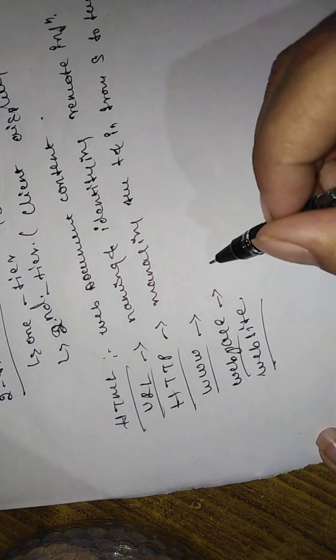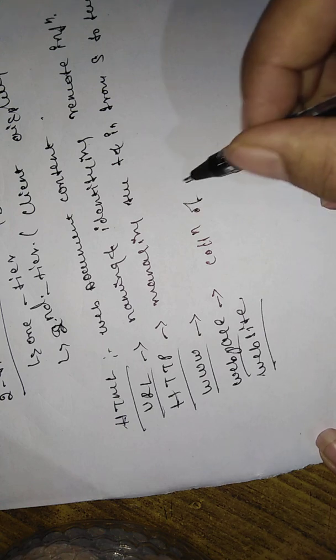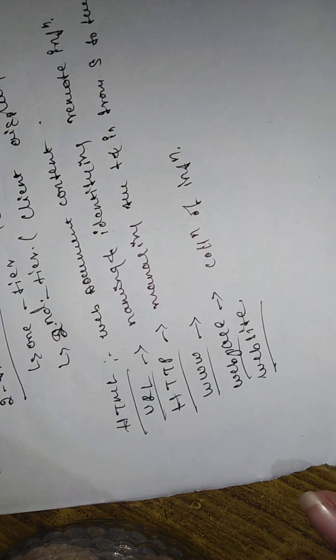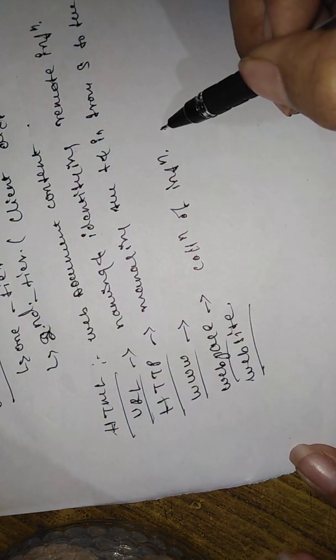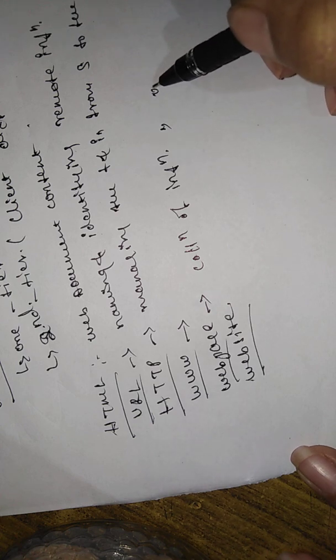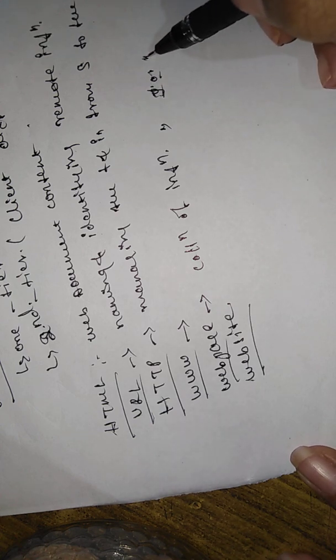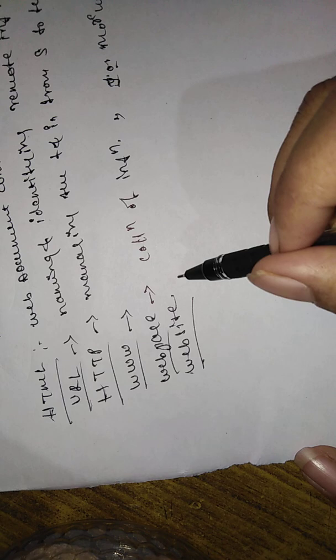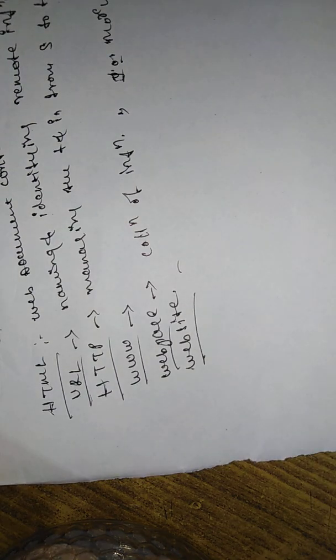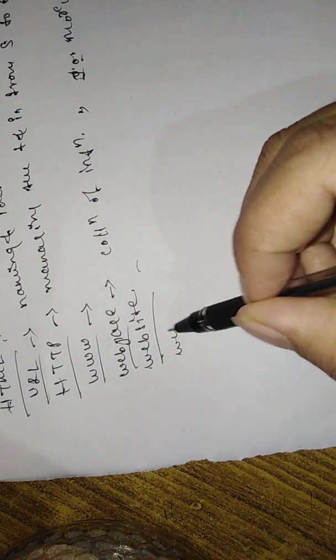What is HTML? It defines the web document content; in HTML we can see and define the web document content. Then URL: its purpose is naming and identifying the remote information, the remote information or resources in the global web world. That we can see in a URL.